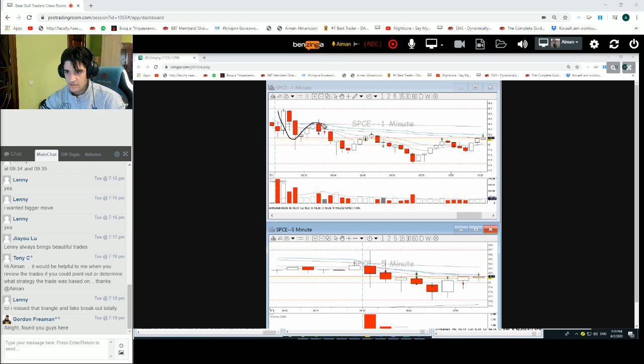Right here, I could tell you it was a reverse ABCD pattern on the 1 minute chart. Right here, it was a descending triangle setup. Here, Lenny tried to get it for a reverse ABCD pattern, but this wasn't a reverse ABCD pattern. It was a fake breakdown after the descending triangle worked out. Didn't work out really well, got back into the range, and now you're just waiting for a trend change to the long side right there.